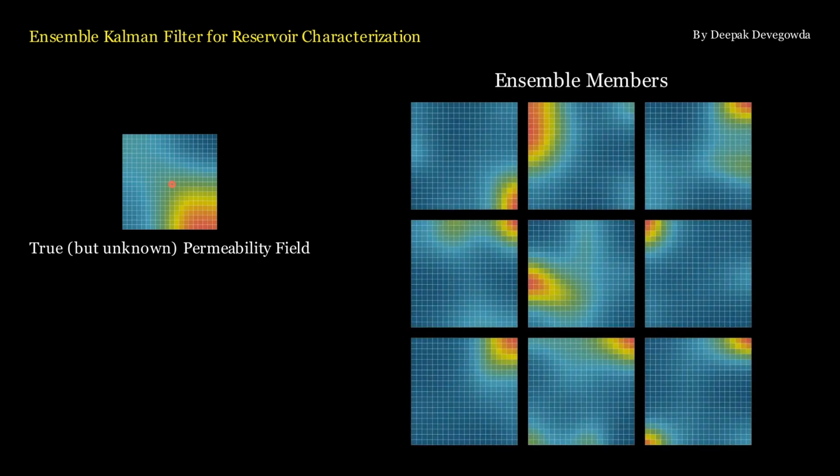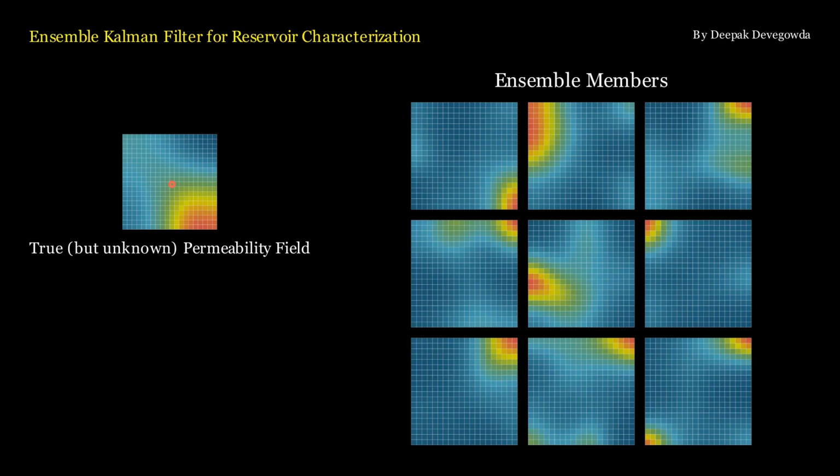We'll be taking a close look at the Ensemble Kalman Filter for reservoir characterization. It's one of the most important tools when you want to assimilate data as and when they become available. So in theory, we're trying to recover some true but unknown, say, permeability field.